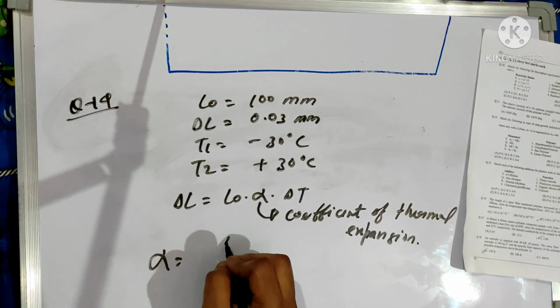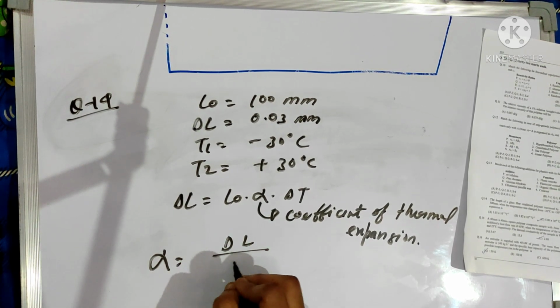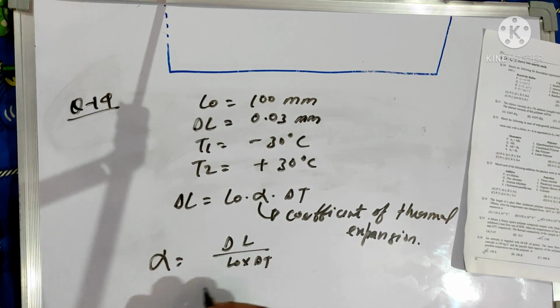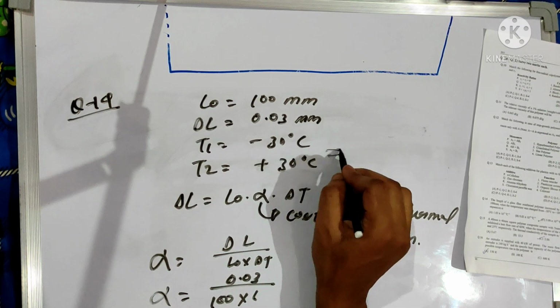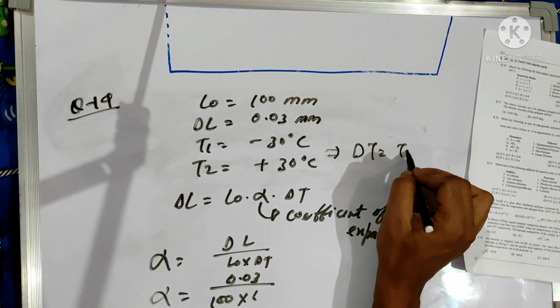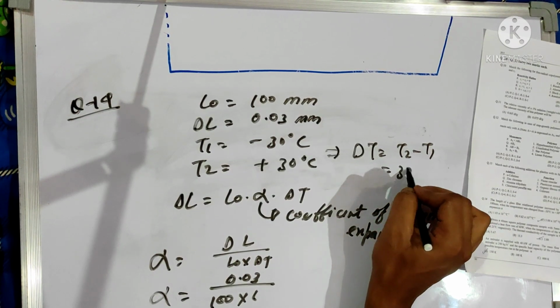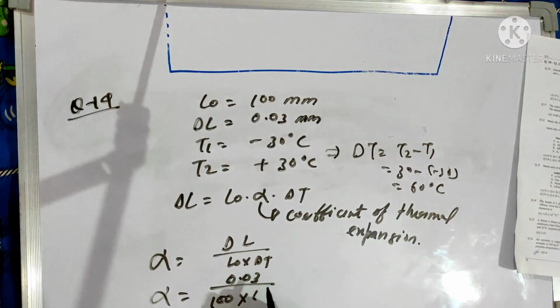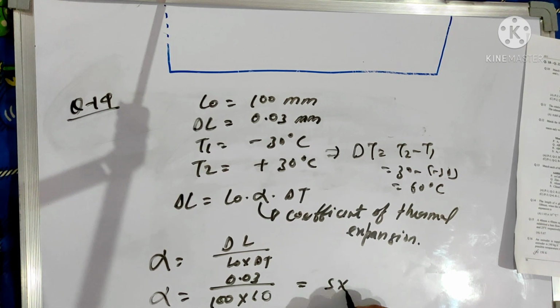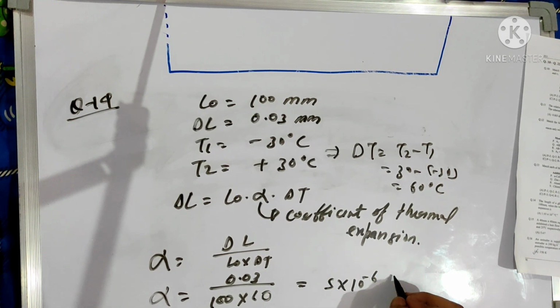So alpha is equal to delta L divided by L naught into delta T. Putting the above values, alpha is equal to 0.03 divided by 100 into change in temperature. Delta T is equal to T2 minus T1, then 30 minus (minus 30) is equal to plus 60 degrees centigrade. Then alpha is equal to 5 into 10 power minus 6 per degree centigrade.